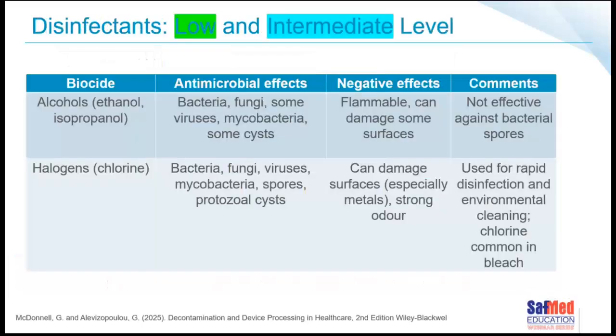What about the disinfectants themselves? Here are some examples of low and intermediate disinfectants. They include alcohols and halogens like chlorine-based products. They do have antimicrobial effects, some effects. They have negative effects as well, as is common with all chemistries. Alcohols, for example, can be flammable and they can damage some surfaces. They're definitely not effective against bacterial spores.